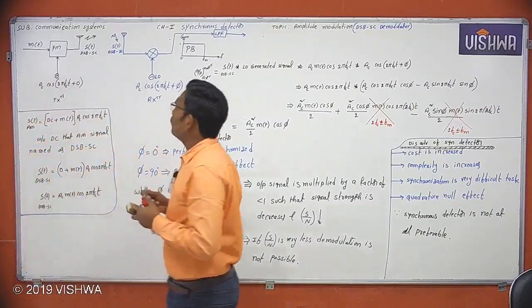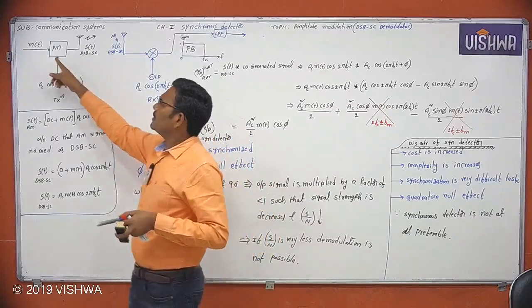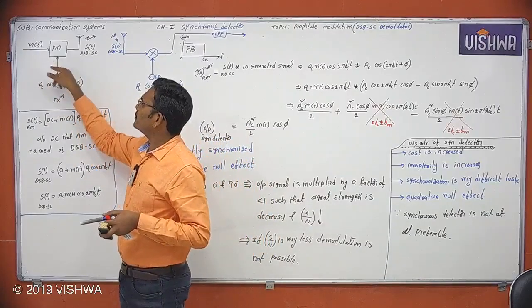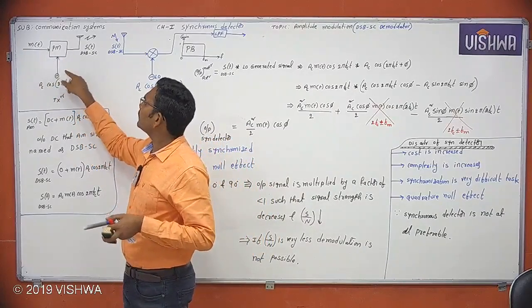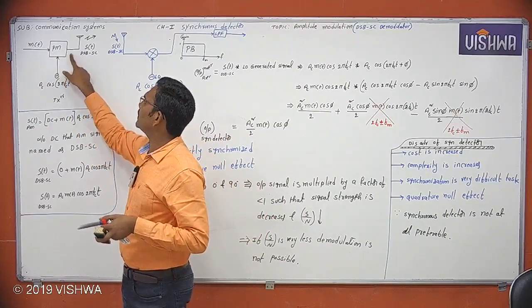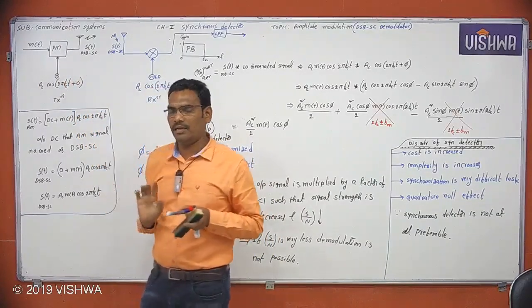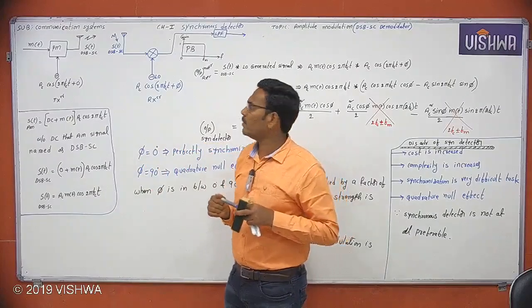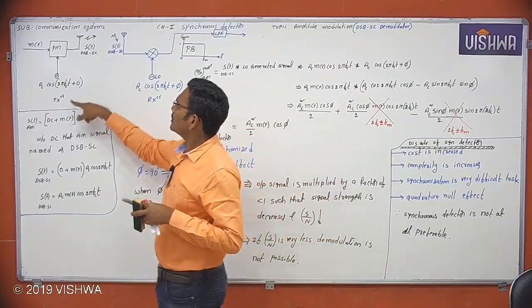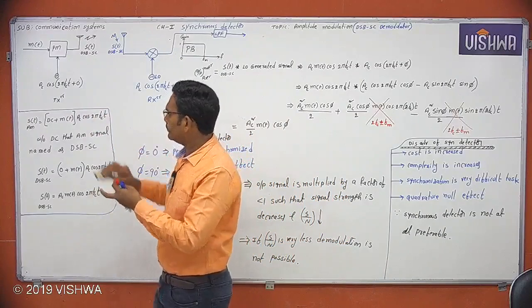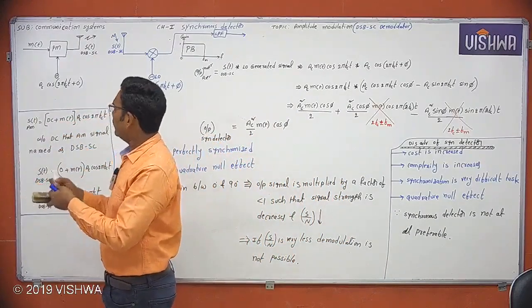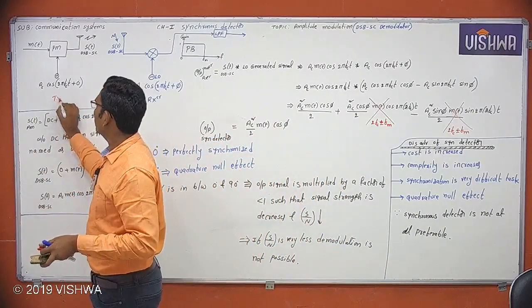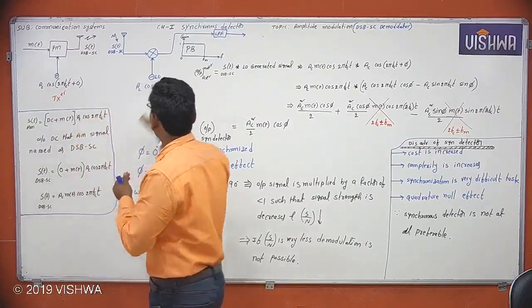Now see here. This is message multiplied with carrier. This is a product modulator. Message multiplied with carrier. This is a DSBSC signal. Earlier we called it an AM signal. Now it is called a DSBSC signal because the DC component is 0. Now this is the transmitter part. This is the transmitter. Now at the receiver.